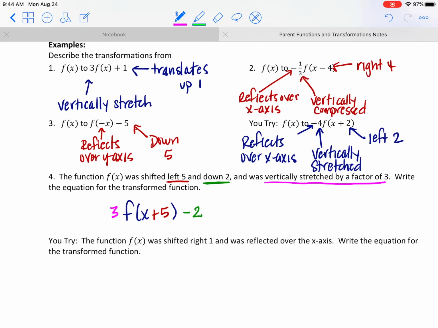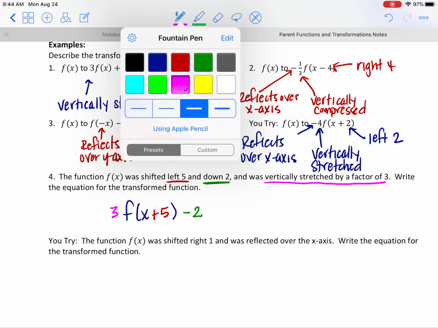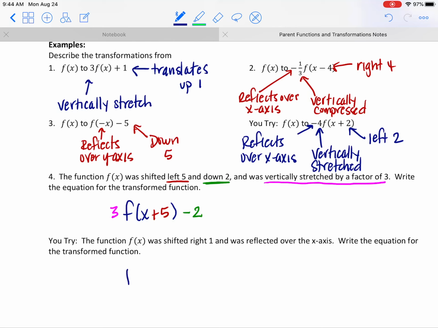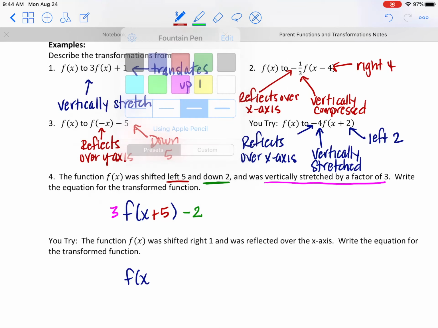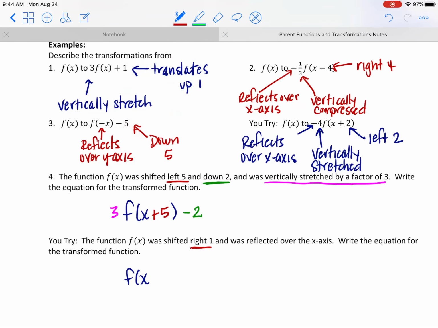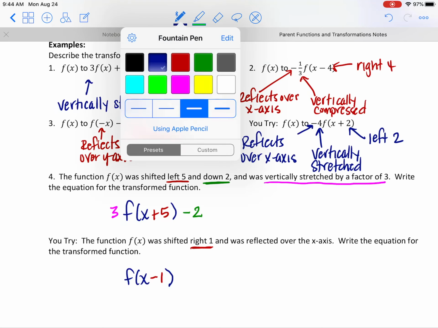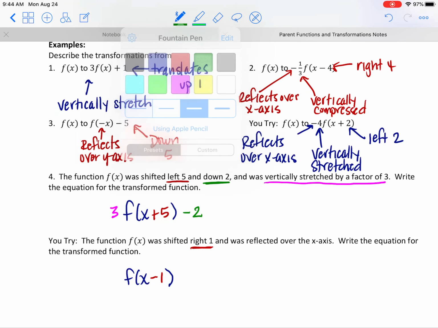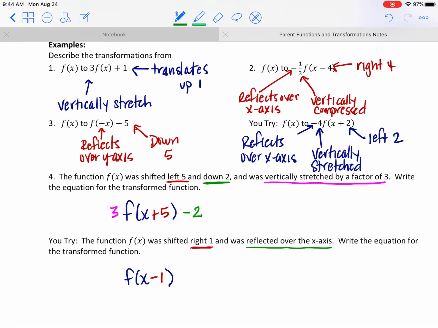Alright, last one. Again, if you want to pause the video and give this a shot, knock yourself out. We're going to take f of x, take our function. We want it to go first, it says, to the right 1. So if I'm going to go right 1, then I have to subtract 1 from x. And then if I want it to reflect over the x-axis, then I want to multiply my function by a negative. So the negative would be outside of the function. Okay? So this is very general, but again, we could apply this to specific functions.